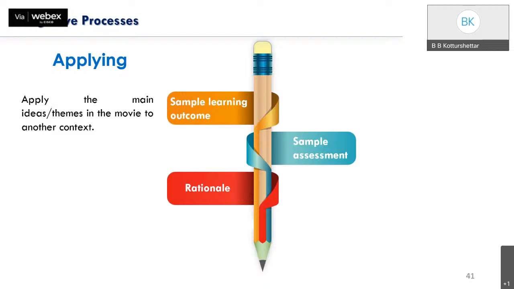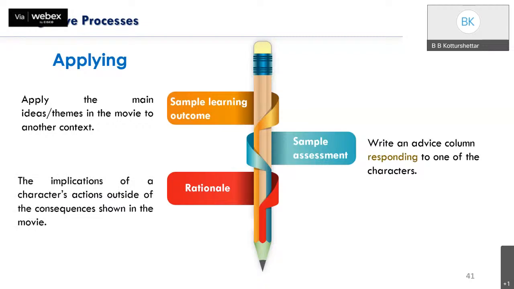Then the outcome, the assessment. Now if you take a look at the assessment, slowly the cognitive load increases. Write an advice column responding to one of the characters. Now, something from what you have seen, what you have understood; you will have to come up with your own interpretation. And the rationale: the implications of a character's actions outside of the consequences shown in the movie are to be brought out.